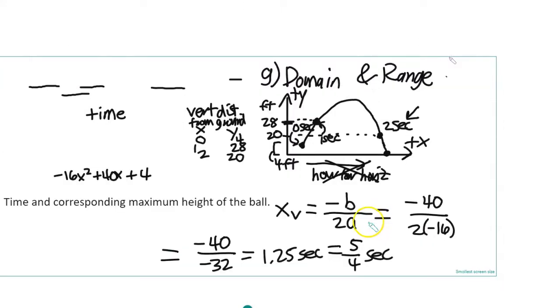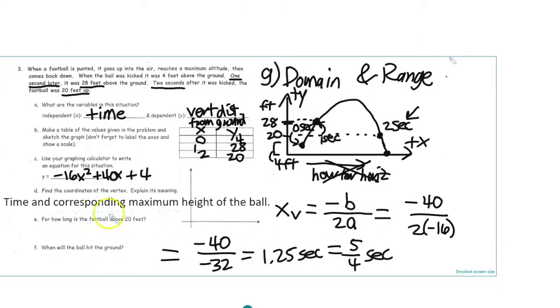So when we go to answer the question, how long is the football above 20 feet? Well, it's half a second plus 1 second, and that's 1.5 seconds, right? Right. So that's our answer.